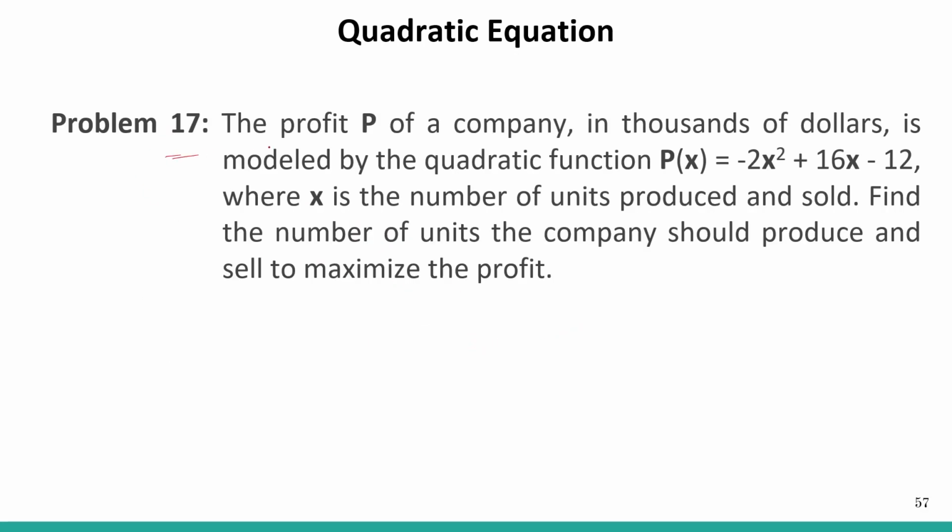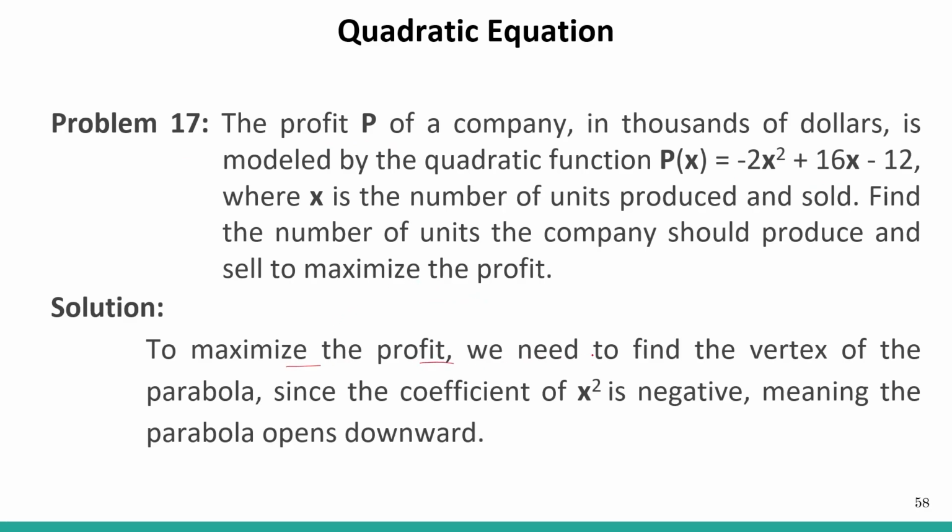Let's see problem number 17. The profit P of a company in thousands of dollars is modeled by a quadratic function, P of x is equal to minus 2x squared plus 16x minus 12, where x is the number of units produced and sold. Find the number of units the company should produce and sell to maximize the profit. To maximize the profit, we need to find the vertex of the parabola. Since the coefficient of x squared is negative, the parabola opens downwards, because I have already told you that it decides whether the parabola will open downwards or upwards.